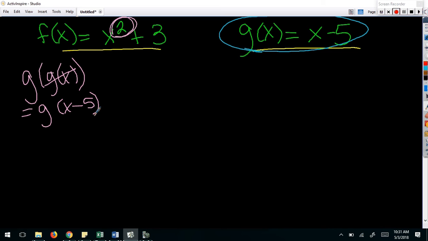So now I'm going to look at g, and where I see an x, I'm going to erase the x and replace it with what? x minus 5. But do we keep another minus 5? You do. You have to keep every other part of it. So you have to do x minus 5 minus 5. Yes. So we do x minus 5 and what? Minus 5.